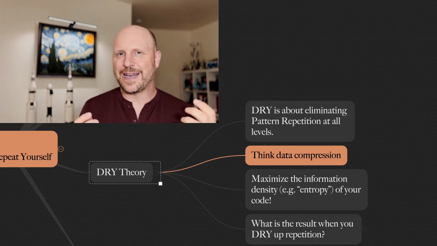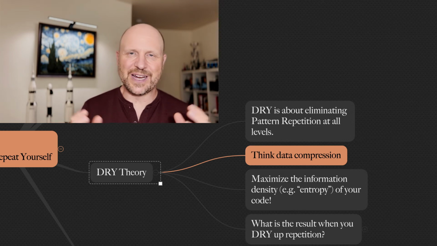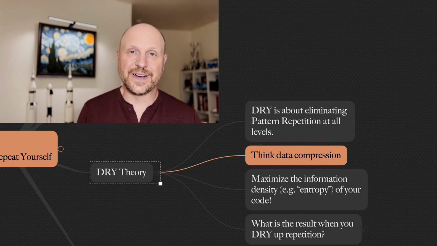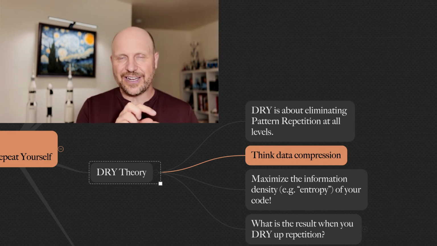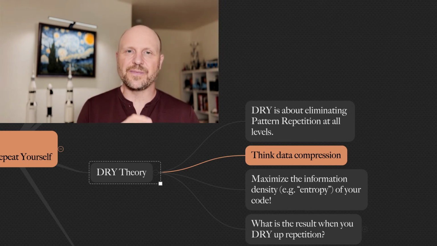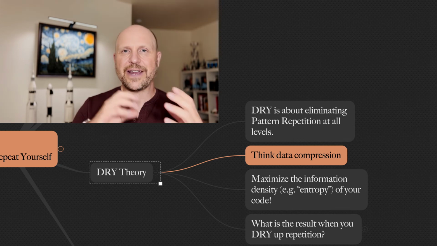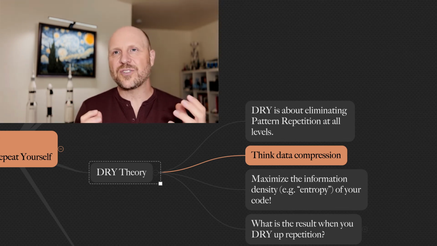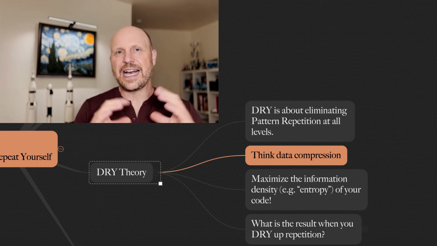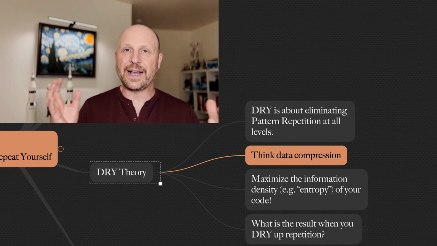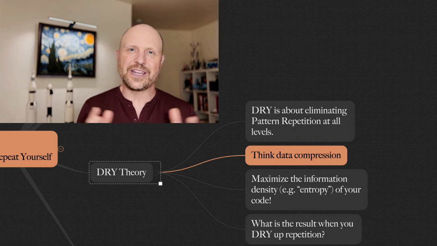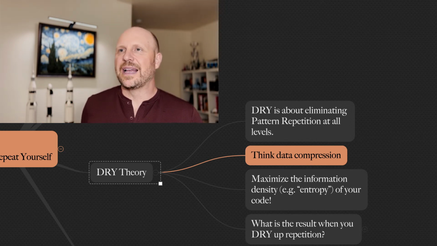And I like to think about DRY more as data compression. I like to think of how a zip program would zip up some random file, and it looks for not just raw strings of repetition, but repetitions of repetitions and patterns upon patterns of repetitions. And that's what DRY is all about. It's finding higher and higher, more and more abstract levels of abstraction in your code that you can then dry up.